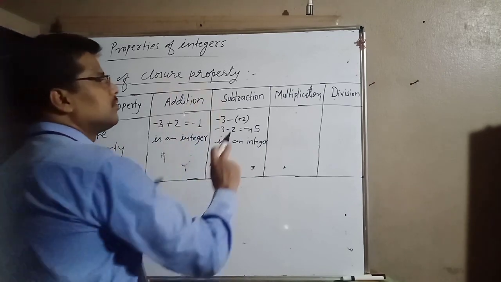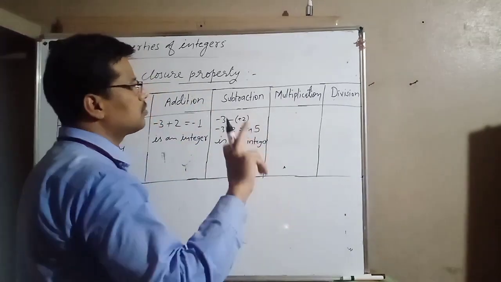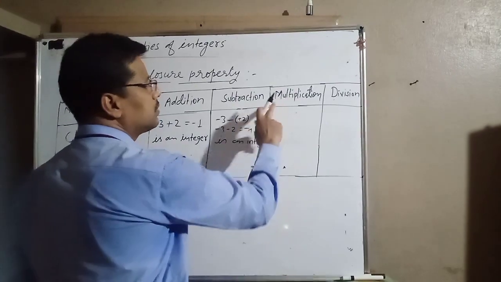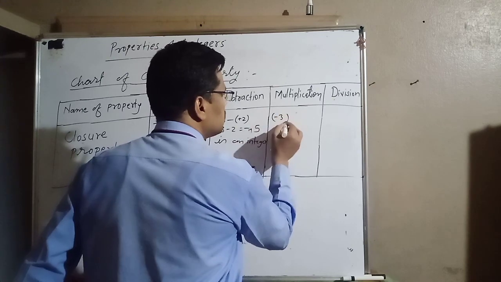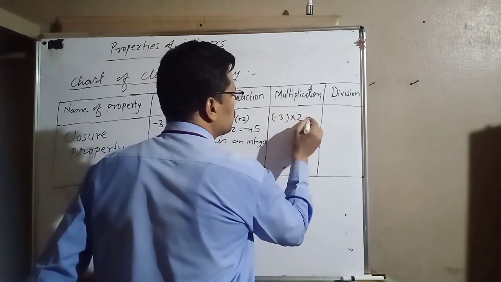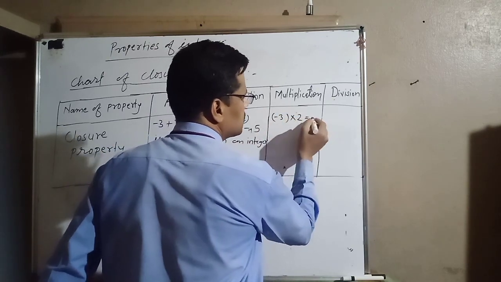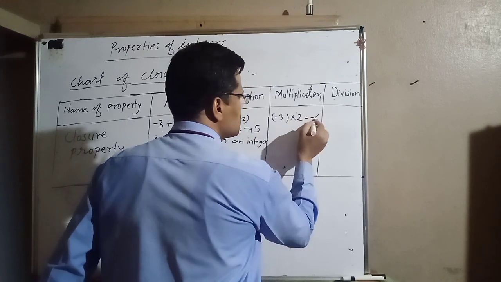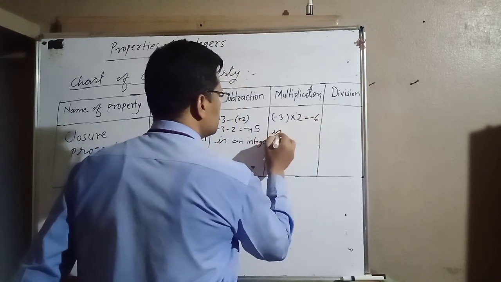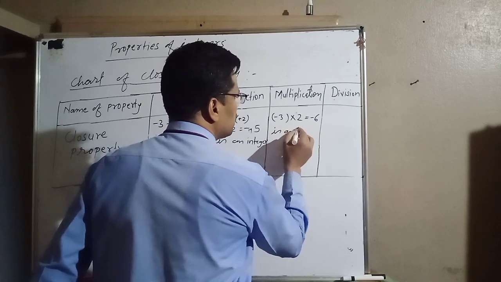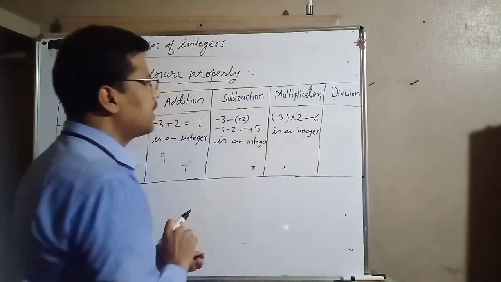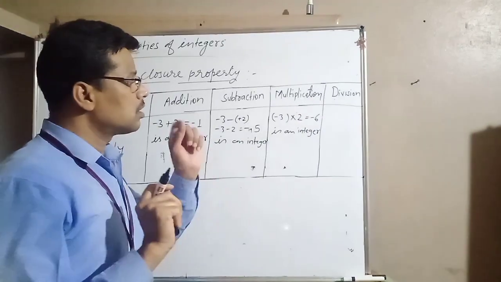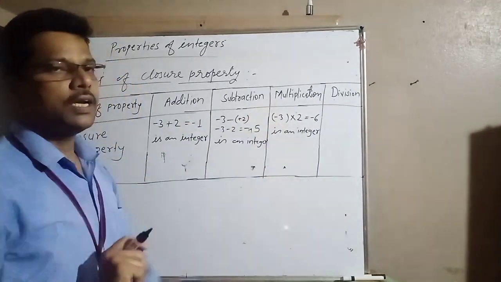Now let's see whether the integers are closed for multiplication. Here also we can take the same numbers. Minus 3 multiplied by 2. So what do we get here? Minus times plus is minus, and 3 times 2 is 6. Minus 6 is also an integer. We can say that integers are closed under multiplication.